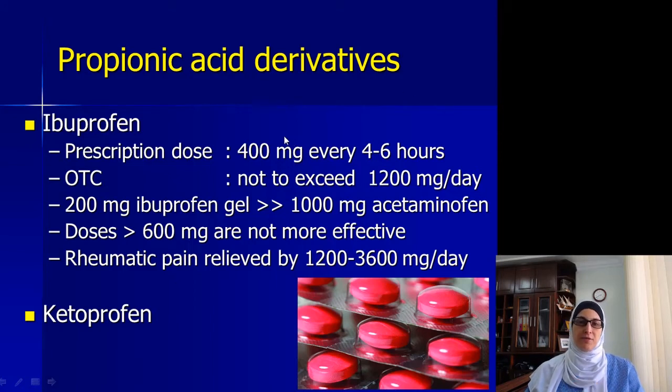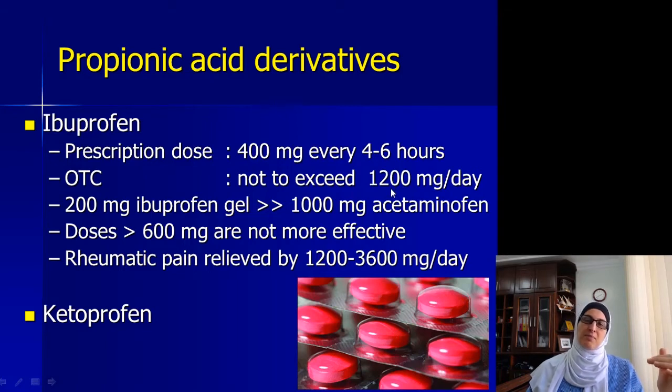Other types of NSAIDs are the propionic acid derivatives, the most famous being the pink tablets, ibuprofen. Ibuprofen is the most commonly prescribed medication for pain. Usually we prescribe it at 400 milligrams every 4 to 6 hours. It is an over-the-counter medication, so it does not need a prescription, and the dose should not exceed 1,200 milligrams a day. And of course you can go higher if you are writing a prescription for a patient.